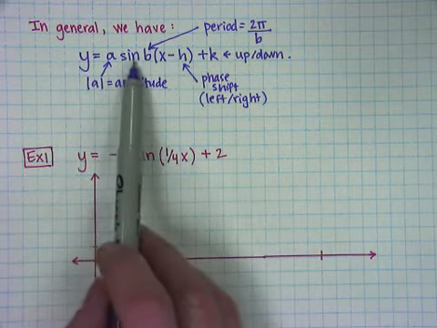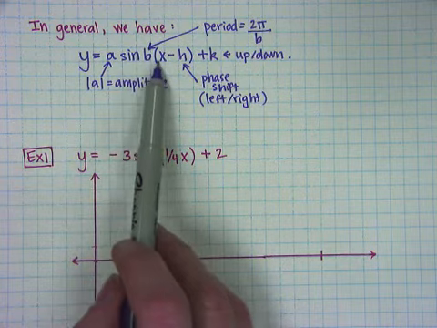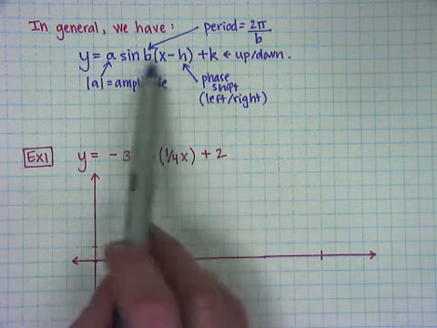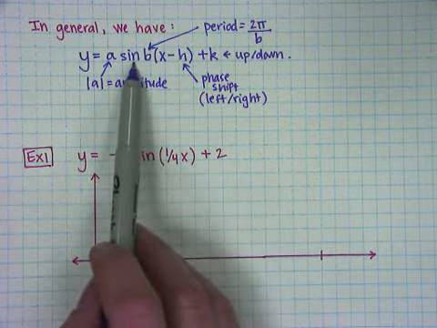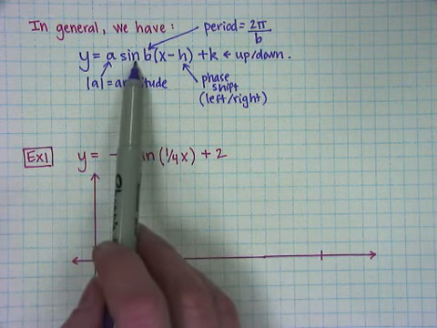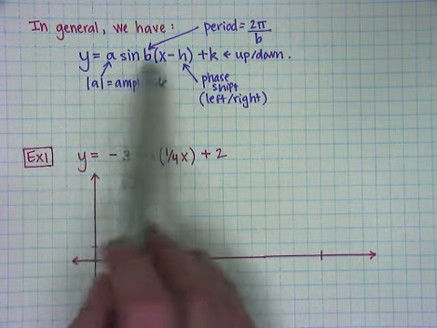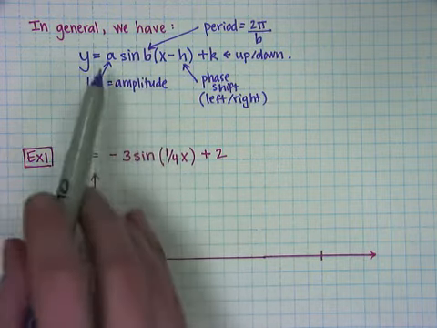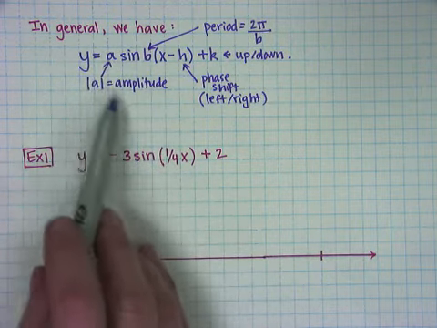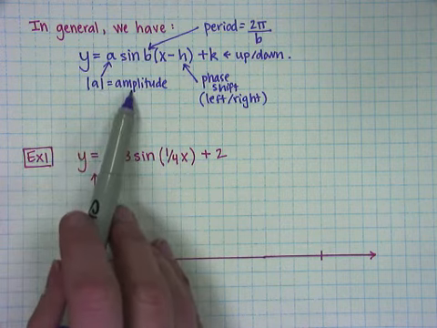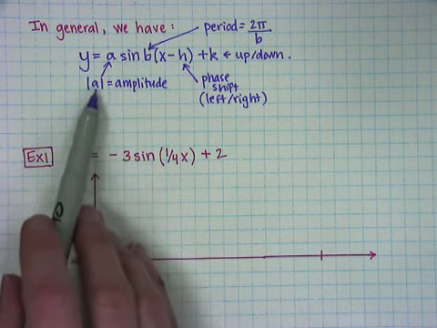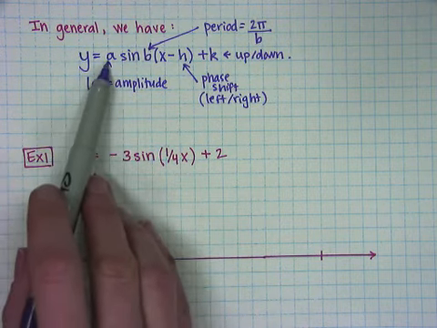Y equals A times sine of B times x minus h, plus k. Now this could also be a cosine graph. It would just change the original shape of the graph, like you guys have been seeing in class. So this holds for cosine also. So A is going to affect the amplitude, and I bet you guys started to notice that today. And be careful, it's the absolute value of A that's the amplitude.